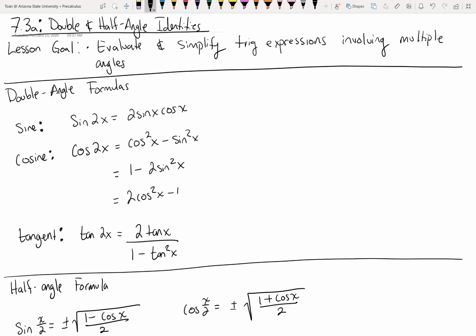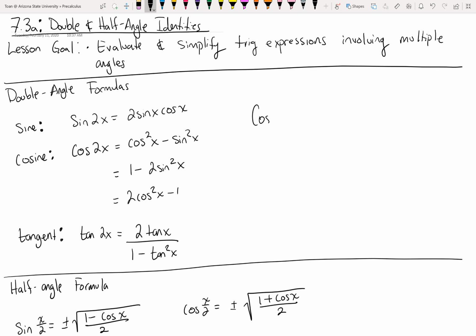Well, we already know the sums and difference formulas, right? So we should know that sine of 2x is the same thing as sine of x plus x. And if you run through the sums formula for sine, you're going to get the double angle formula. And that's basically true for all of these.